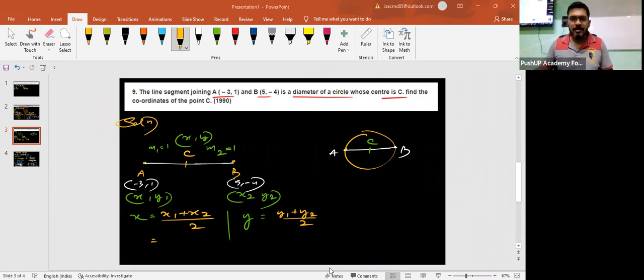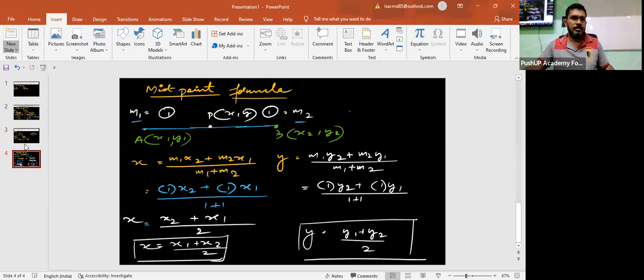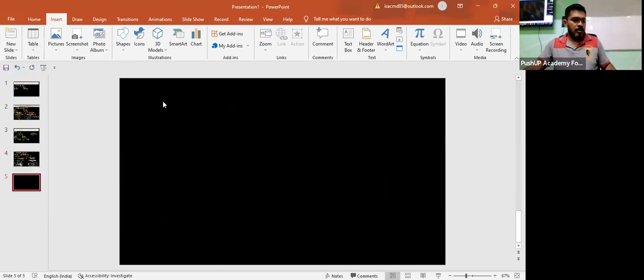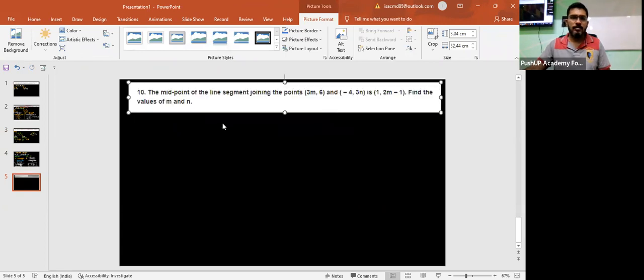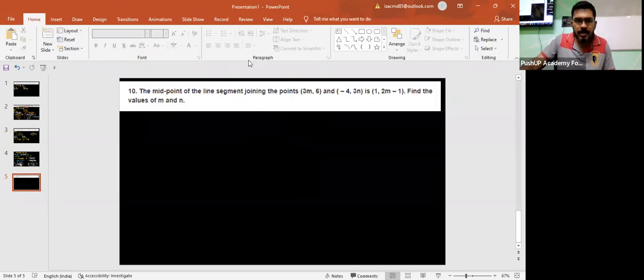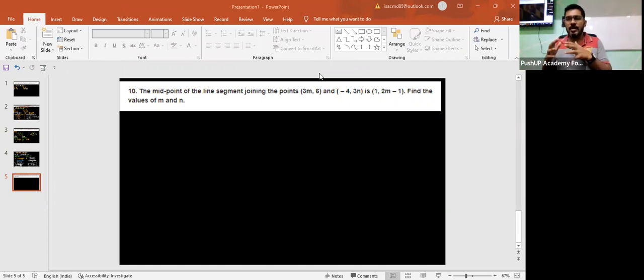Good job, children. So we'll do question number 10. This is a 1 mark question which I'm giving you now. Rian, Anika, yes, Maria, good job. The midpoint of the line segment joining the points (3m, 6) and (-4, 3n) is (1, 2m - 1). Find the values of m and n.